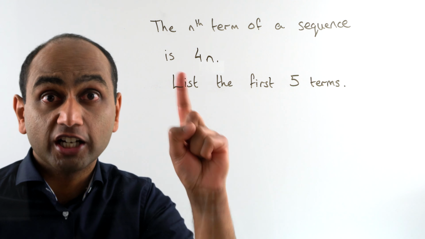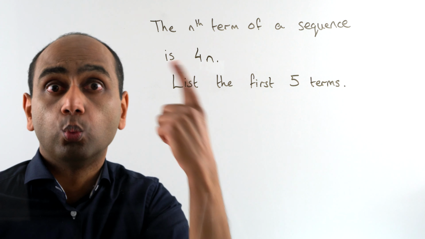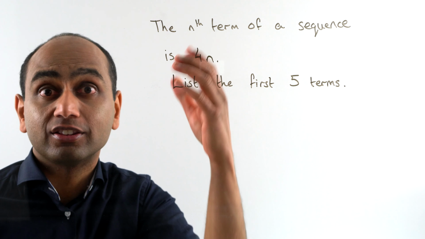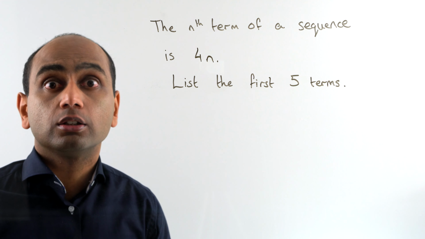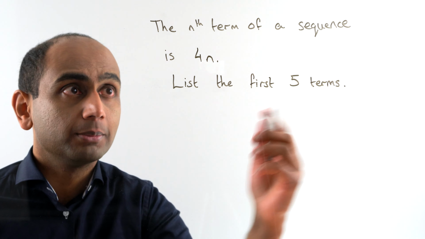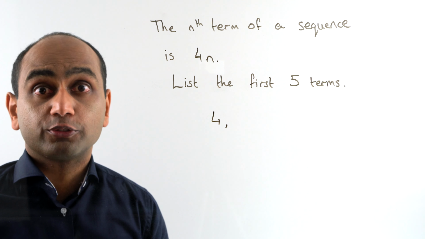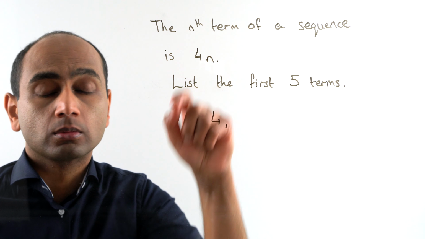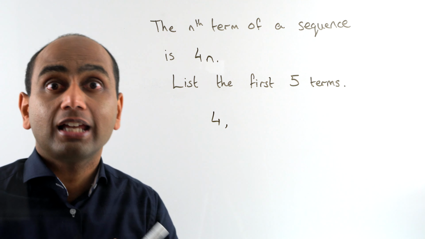Now, to find the first term in this sequence, what we want is for n to be 1. So we substitute 1 into this nth term expression. 4 times 1 would be 4. So the first term in this sequence is 4. Now to find the second term, we want n to be 2. We're going to substitute that into here. 4 times 2, that's 8.